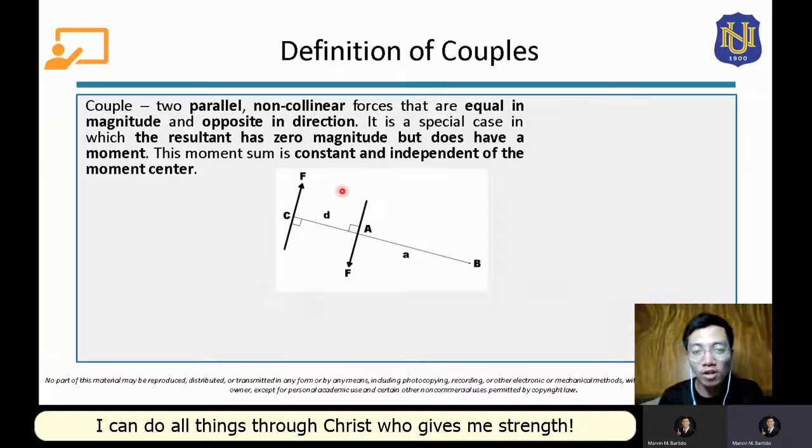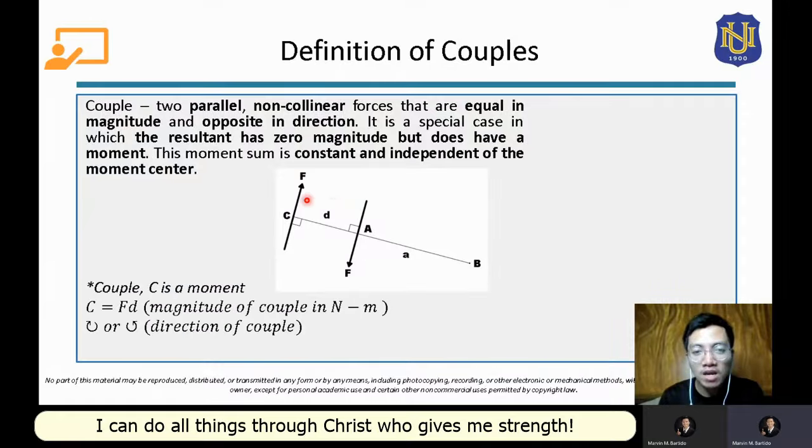For this couple, to solve for its magnitude, again, a couple is a moment. So how you solve a moment, the unit for moment will be the same unit for your couple.